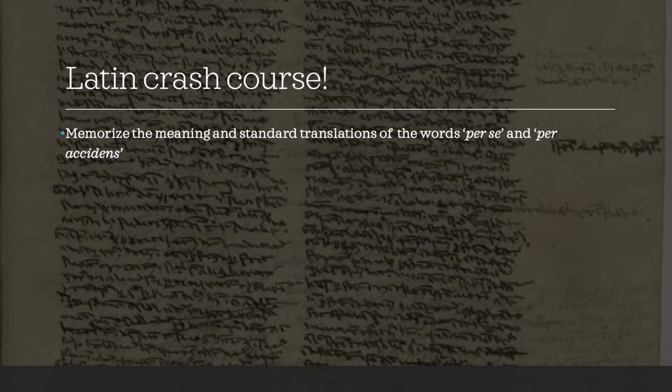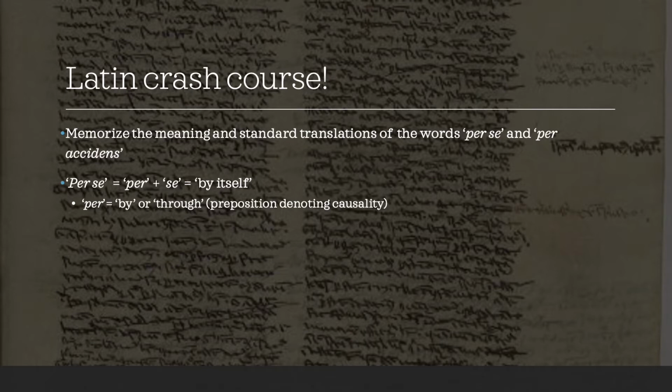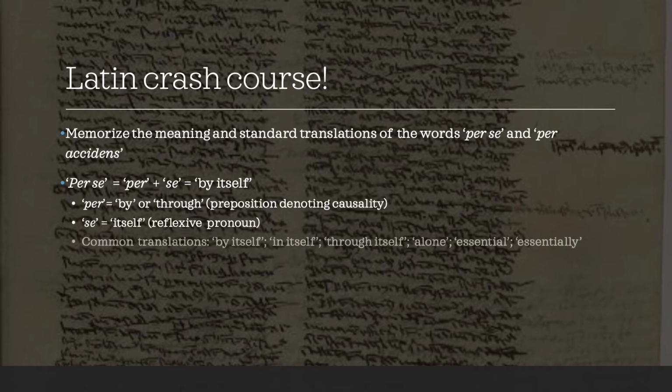So you'll want to forget the way you usually use this word and make sure you understand the way Aquinas uses the word. Per se, since it's two words, comes from per and se. It literally means by itself. The word per is a preposition denoting causality. It literally means something like by or through. Se is a reflexive pronoun, meaning itself.